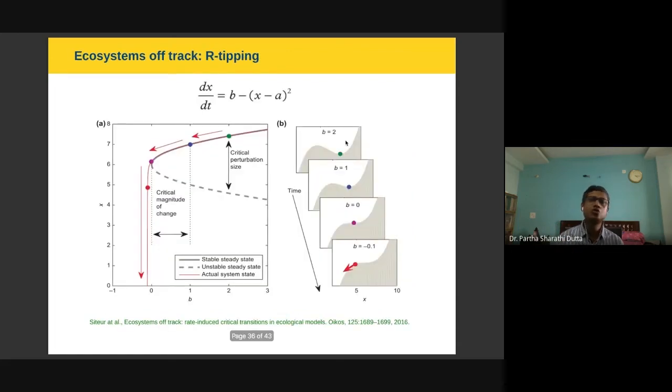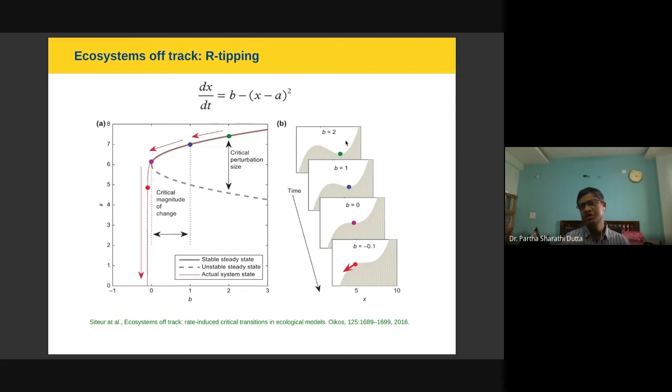So how to take this idea in a mathematical framework? Let us simply consider this normal form equation: dx/dt equals b minus (x minus a) whole squared. This is a figure I have taken from a fantastic paper published by Cohen, Sidewood and Max Riedker.